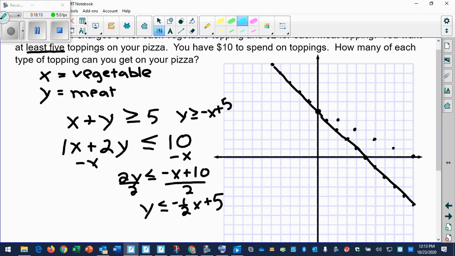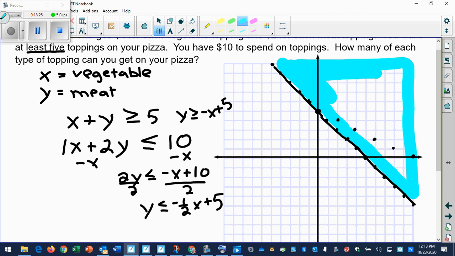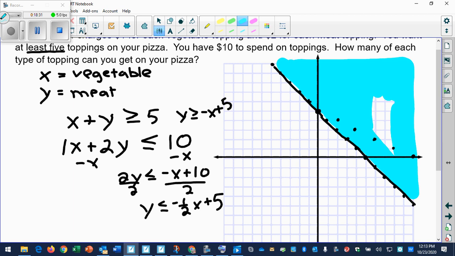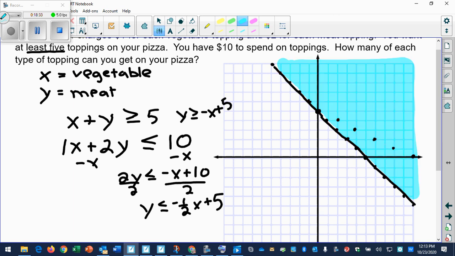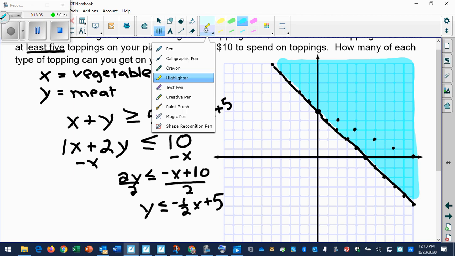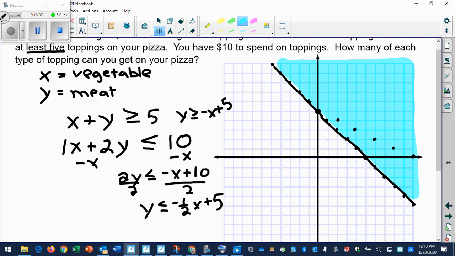Azul. Greater than? Azul. You say it so weird. Azul. Okay. There we go. And then guess which one we're going to use? Yellow. Armadillo!